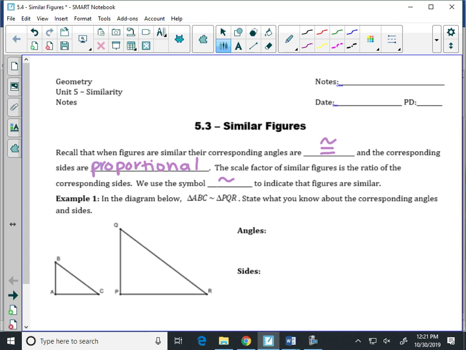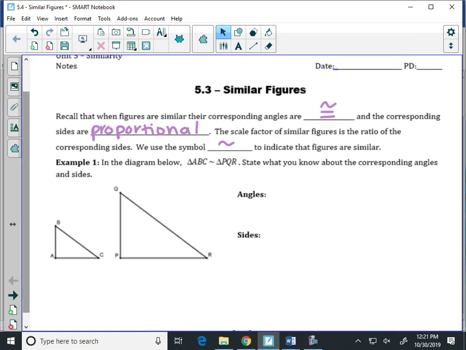So we take a look at this first example. It's saying triangle ABC is similar to triangle PQR. We're going to state what we know about the corresponding sides and angles. So if we know they're similar, the corresponding angles are congruent. Let's start with angle B. What angle does B correspond to in the other triangle? Q. You can tell by visually looking at it. You can also tell by the similarity statement. B and Q are both the second point, so B and Q match up. So we know angle B is congruent to angle Q.